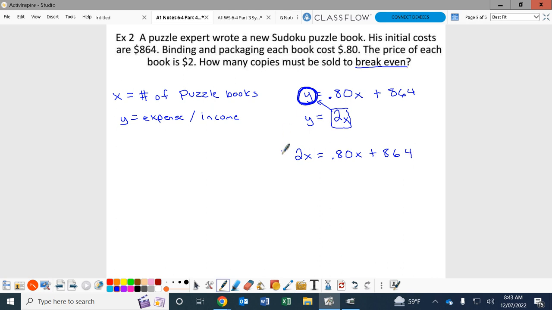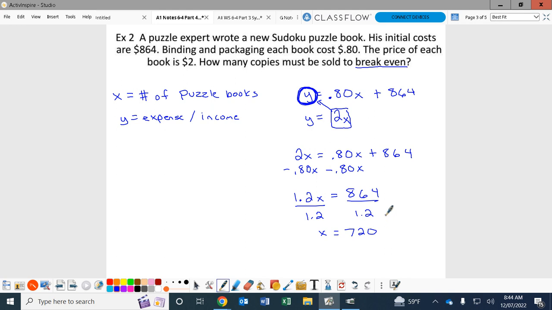We're going to move all the x's to one side by subtracting 0.80x from both sides. Okay, guys, it's going to require your calculator. What is 2 minus 0.8? 1.2x, is that right? 1.2x equals 864. You then divide both sides by 1.2. And x equals, what's that give you? Okay, 720.